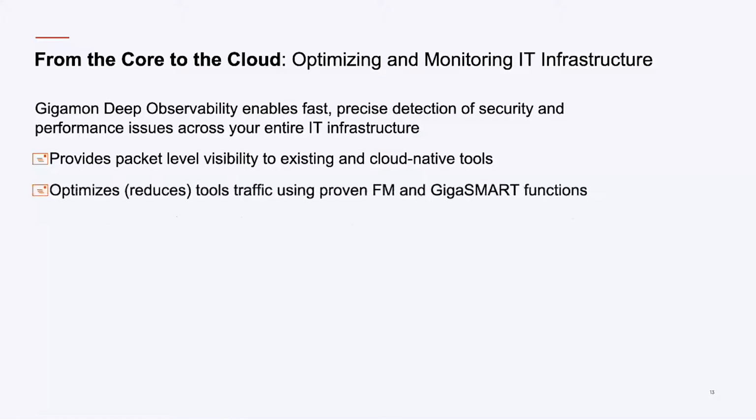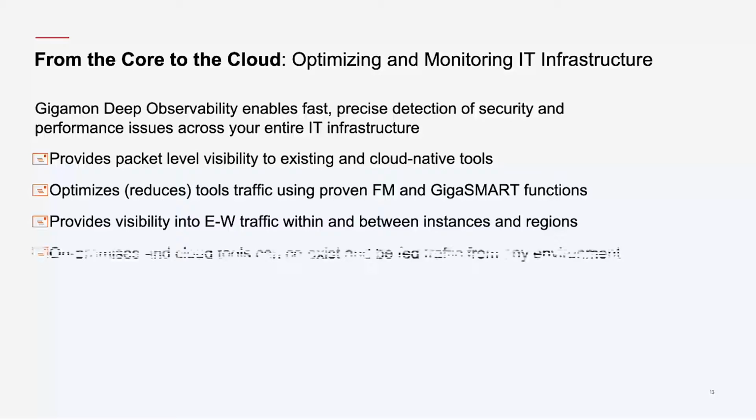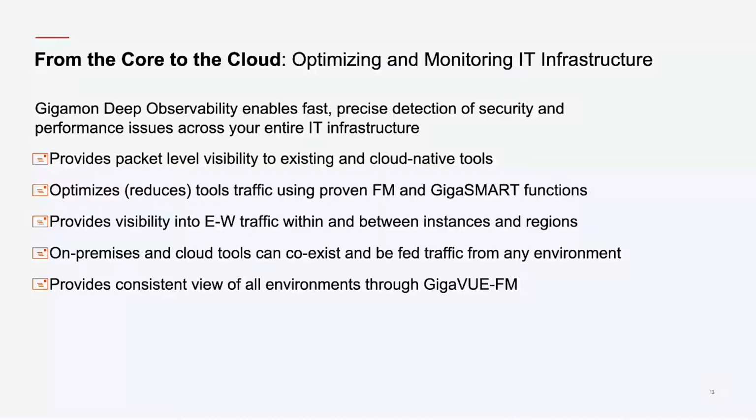Just to summarize, the deep observability pipeline gives you fast, precise detection of security and performance issues across the network that we've described today. It provides packet-level visibility to all your existing on-prem tools and cloud-based tools, so we can route traffic to either. We can optimize that traffic flow using the functions built into our Fabric Manager and the GigaSmart functions I mentioned, like deduplication.